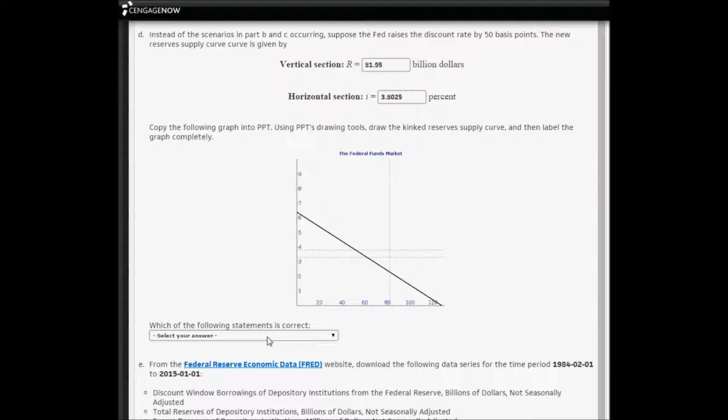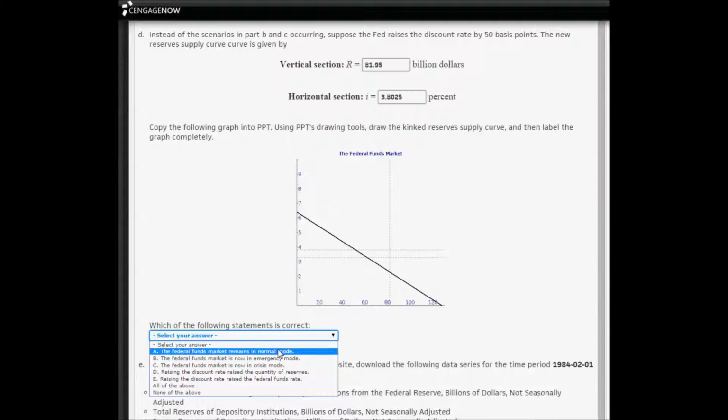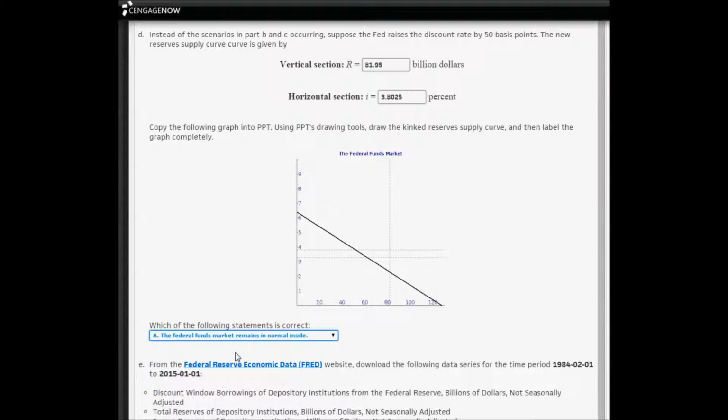Which of the following statements is correct? The federal funds market remains in normal mode. That is true. So B and C are not true. Raising the discount rate by itself does not change the quantity of reserves. Raising the discount rate does not affect the federal funds rate directly. So A has to be the correct answer.